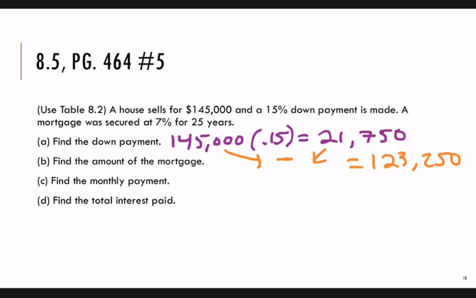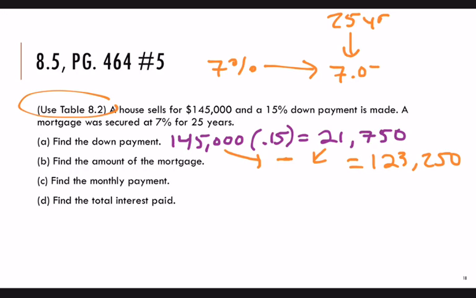All right, find the monthly payment, and this is asking you to use table 8.2. So we have the percentages along the side and then the years at the top. This is a 7% mortgage. This is a 25-year mortgage, and if you follow that down, you have 7.07. So that's the monthly payment for every $1,000 of mortgage.